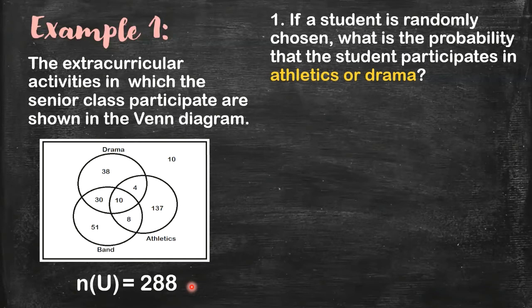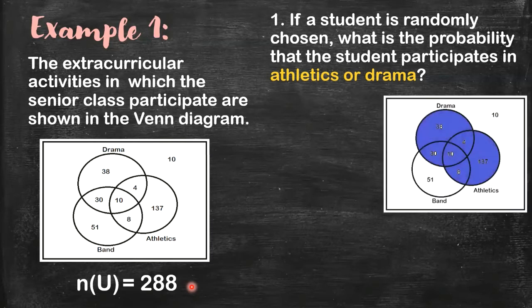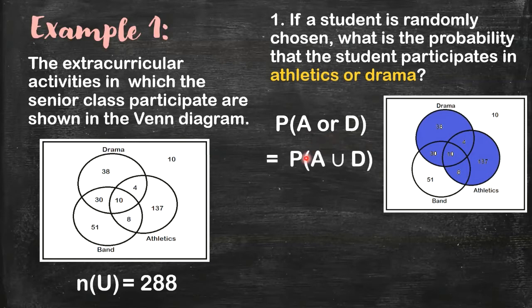Let me show you first the Venn diagram that represents the students who participate in athletics or drama. Ito siya. Okay? Ito yung circle for the drama, tapos ito naman yung circle for athletics. Now, we are going to get the probability of A or D. A for athletics, D for drama. Okay? So again, anong ibig sabihin ng or? Okay, it means union. We get the probability of A union D.